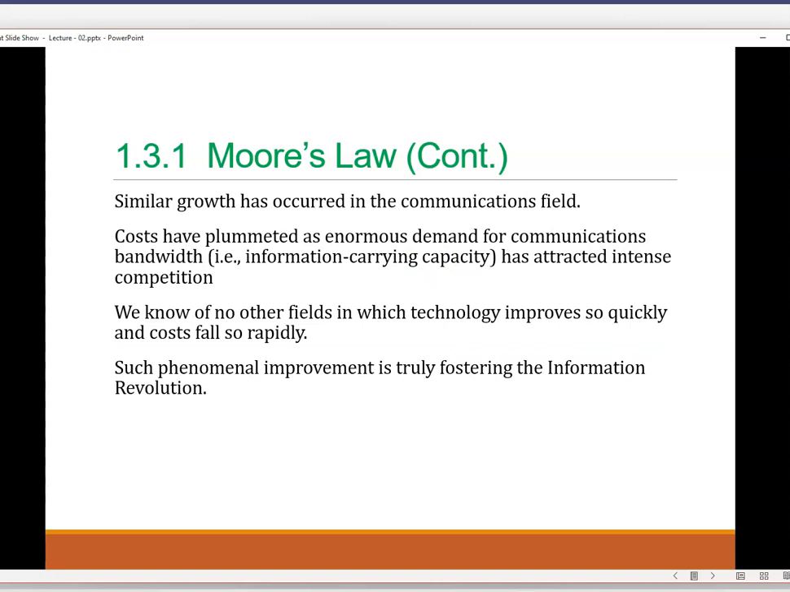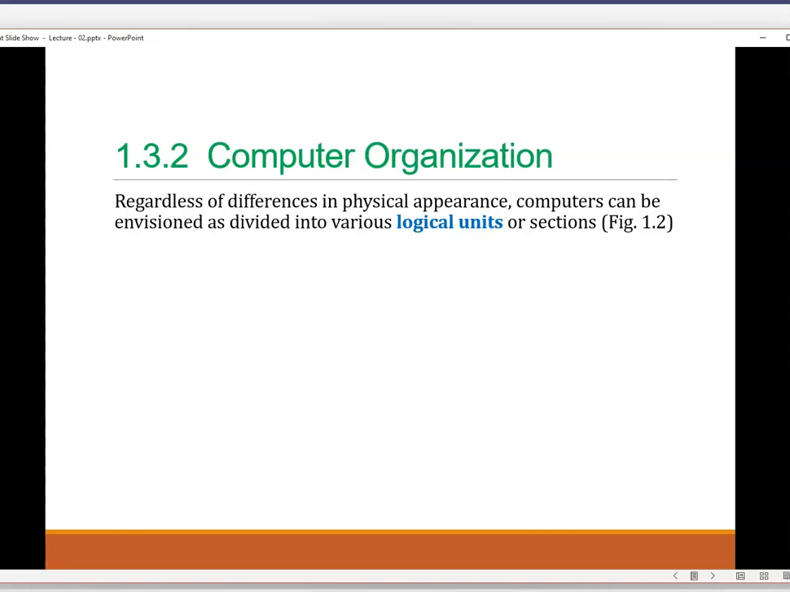Similar growth has occurred in the communications field. Costs for network bandwidth have come through the floor, and there is no other field where technology improves so quickly with costs dropping like they do. And it has changed the world. The internet, for example, has made this literally a different world.